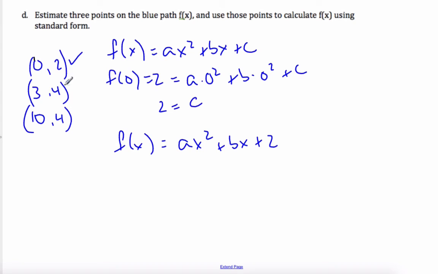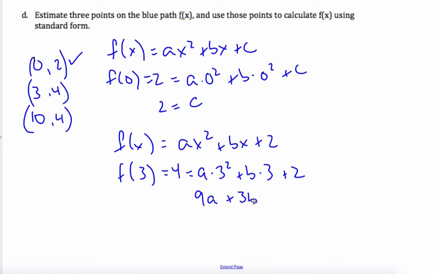So now going on to our next point, we'll use this value here. I know that f at 3 is equal to 4, which means my x value is 3. So it's a times 3 squared plus b times 3 plus 2. If I simplify this equation, I get 9a plus 3b. And if I subtract the 2 over, I have equal to 2 here. So there's an equation that I will use later, and I've used this point.